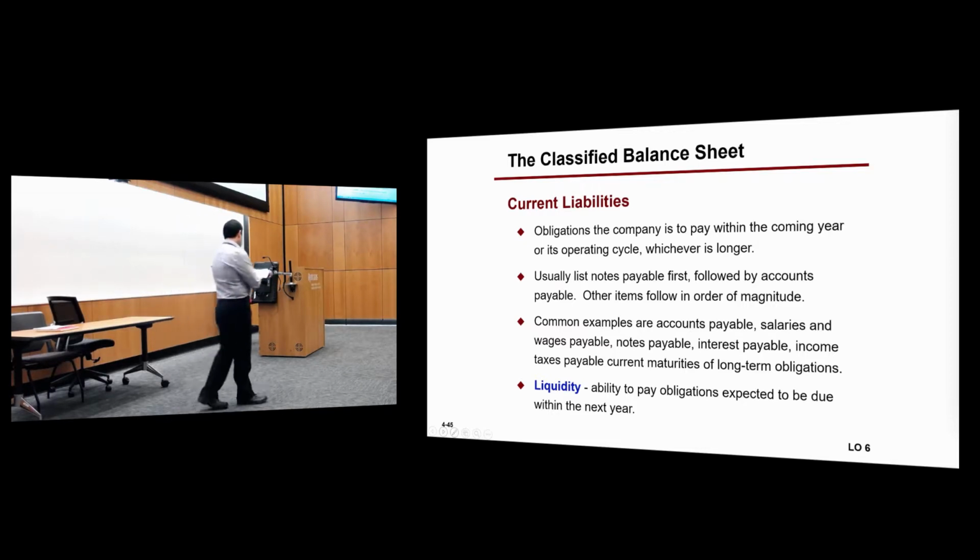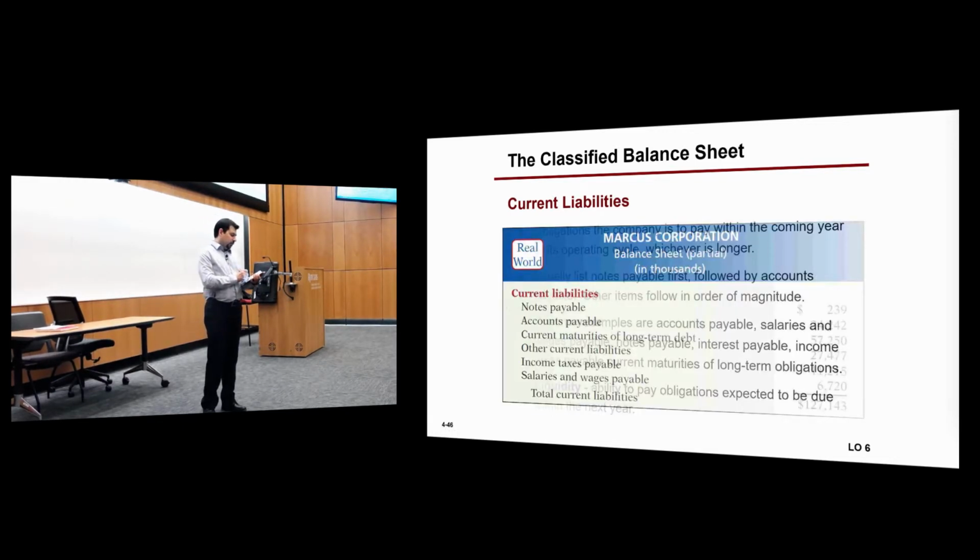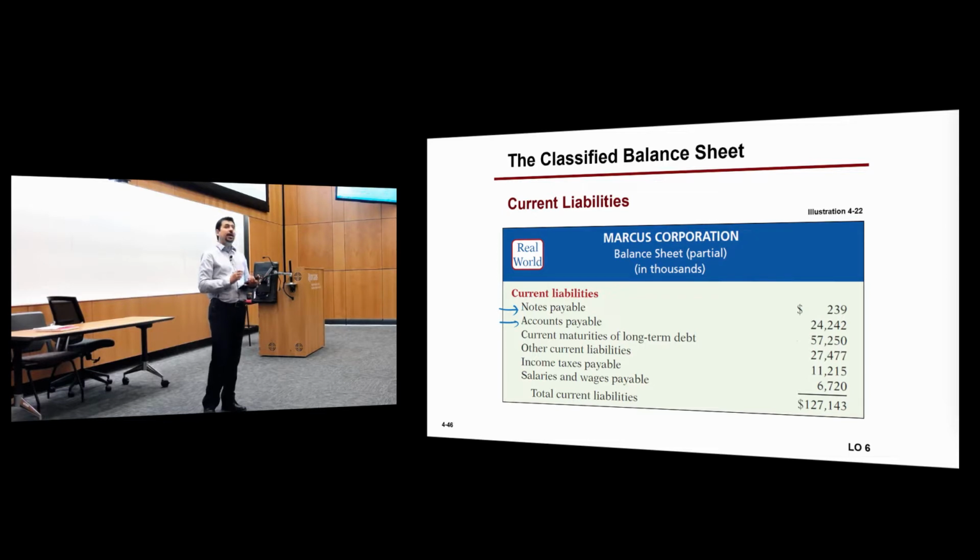Okay? So, in this case, usually the first one is notes payable. The reason is that it has the strongest claim over the company's assets. This is a formal document signed that would indicate this debt. Okay? And then after that, accounts payable, and after that, it's in order of magnitude. Order of magnitude means how big it is. So for example, let's look at this example here. You always have notes payable first, and then accounts payable. After that, you have them in order of magnitude, so in decreasing order of amount, basically.